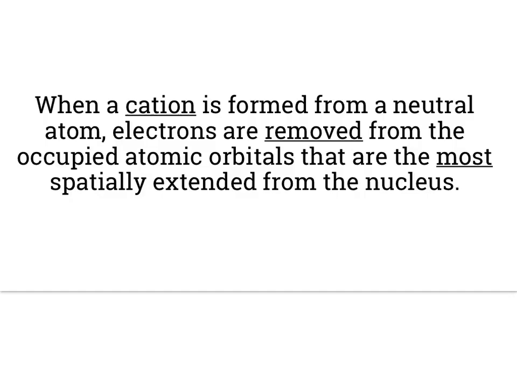So, when a cation is formed from a neutral atom, electrons are removed from the occupied atomic orbitals that are the most spatially extended from the nucleus, meaning the farthest electrons are the ones that are taken away first, not the ones that we place last in electron configuration. For example, if our final one is 4s 3d something, 4s is farther away, and we take away these first, even though we put them in there first. We take away the ones farthest away.